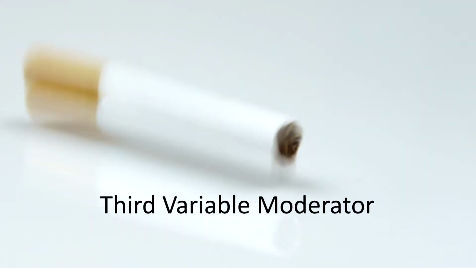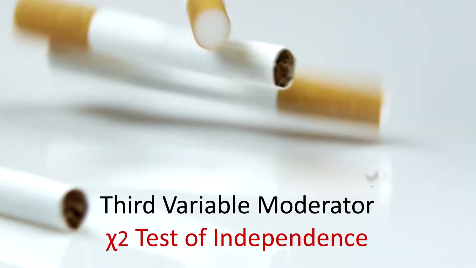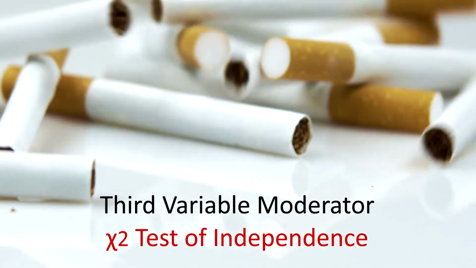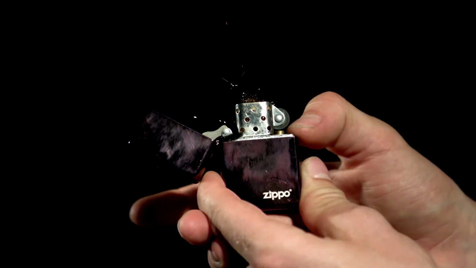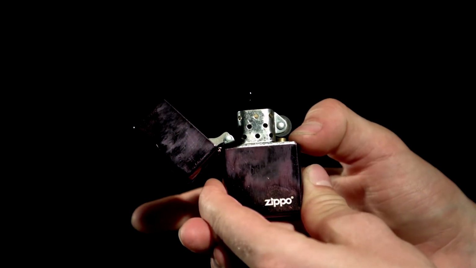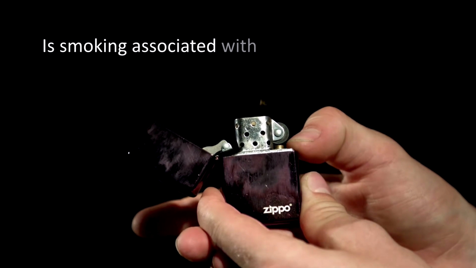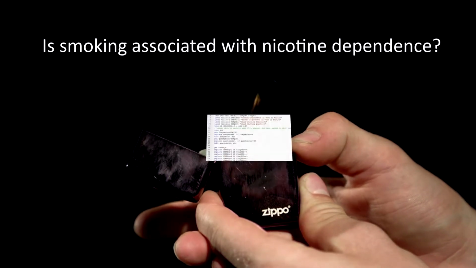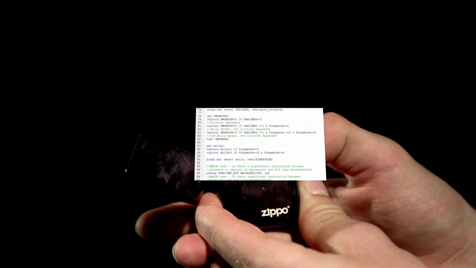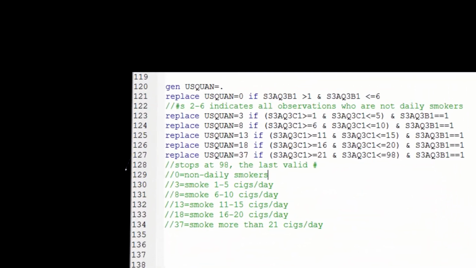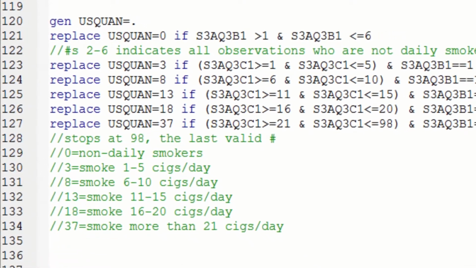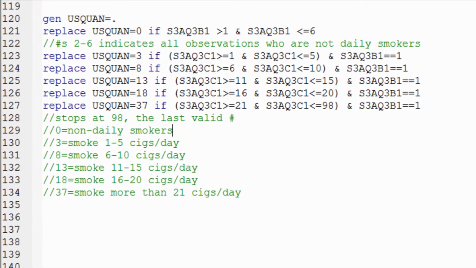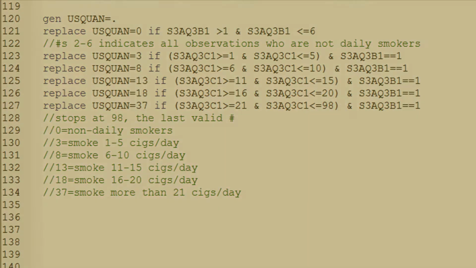Now let's evaluate third variables as potential moderators in the context of chi-square tests of independence. For this, we're going to return to our original Stata program using the NESARC dataset and asking the question, is smoking associated with nicotine dependence? We're going to create another smoking variable for this purpose, reflecting how many cigarettes each young adult smoker smokes per day. We'll call this new third variable US_QUAN for usual quantity smoked.